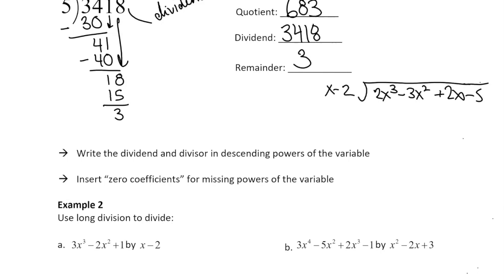Okay, so here's how it goes. You compare the x minus 2, and that's a binomial, with two terms in the dividend. So x minus 2 is being compared with 2x cubed minus 3x squared. And you say x times blank equals 2x cubed. X times 2x squared is going to equal 2x cubed. And so whatever you get for an answer, you write right down here.